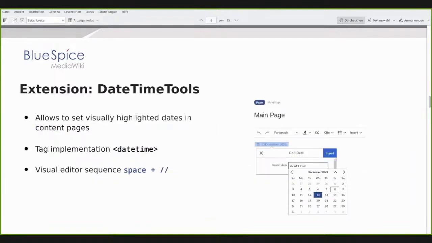Then we have the extension DateTimeTools. This allows you to set dates, also with a dedicated date picker. It will also highlight the date, so you have a little date calendar icon. And if you want to, maybe if you want to have a timeline on your wiki page, you could also use that. It's done with a tag implementation, so we have the datetime tag, and it can be inserted with the VisualEditor sequence space followed by two slashes.